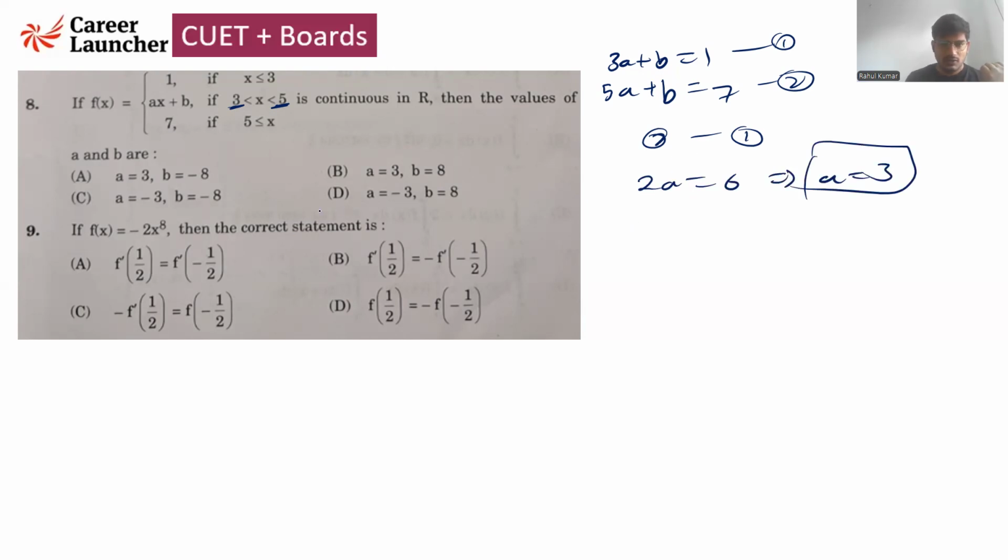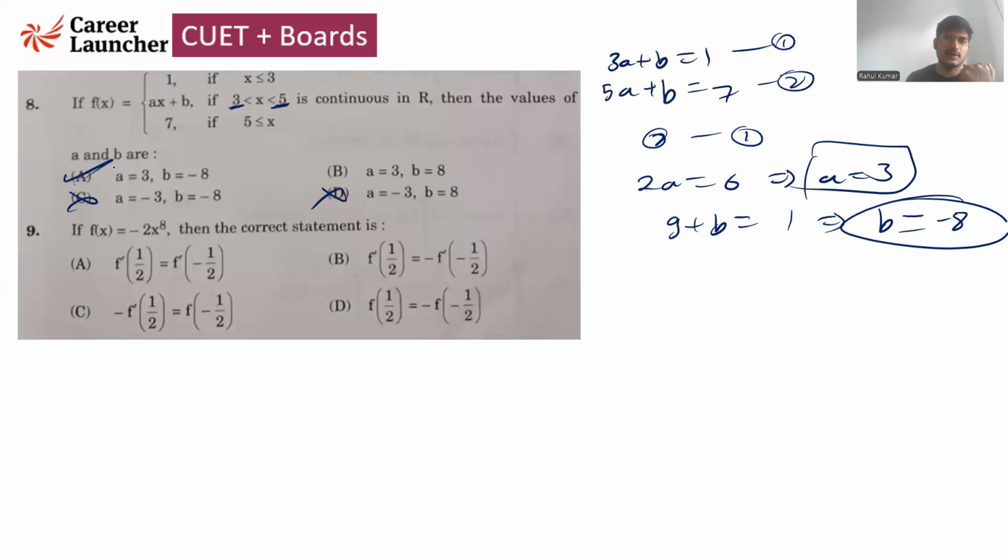Still, we are not able to find the value of b. If you get the value of a, you can only discard two options. Now let's go with the above two. So we have to find the value of b. 3 into 3 is 9 plus b is equal to minus 1, which means the value of b is minus 8, and option A is the correct answer.